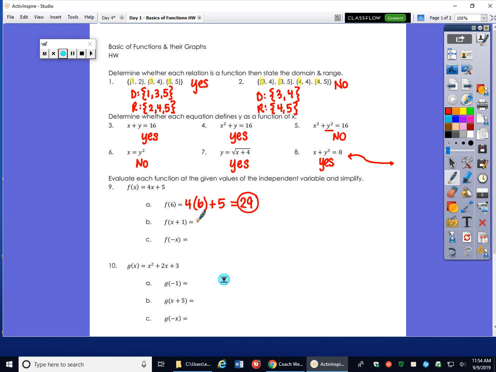f of x plus 1 means 4 times x plus 1. You're going to put that in place of the x, and then plus 5. So when you distribute, you're going to get 4x plus 4, but you're going to add 5 to that, so it's going to end up becoming 4x plus 9. Putting in a negative x, you're going to do 4 times negative x plus 5. And so this is going to be negative 4x plus 5.